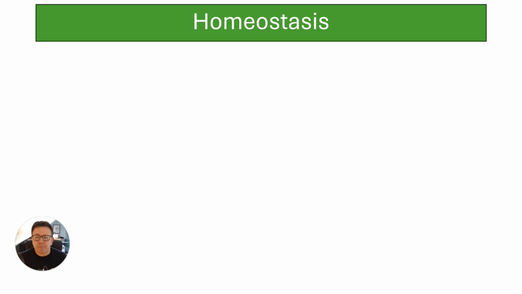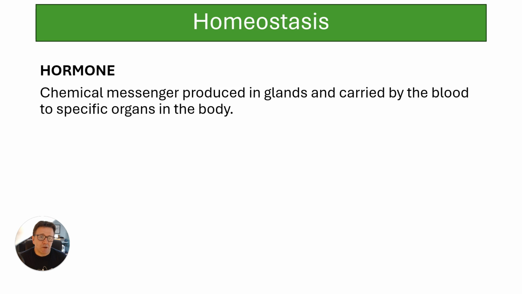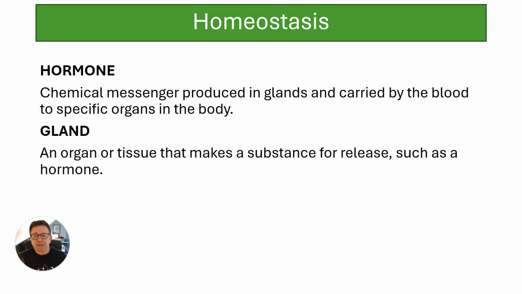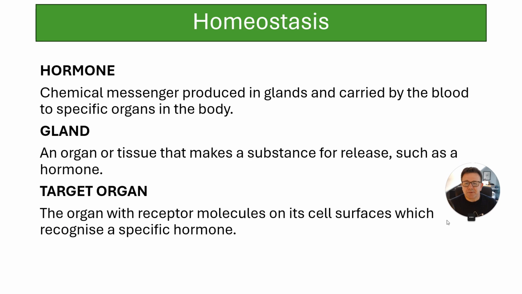The first topic is homeostasis and response, and there are some keywords here. A hormone is a chemical messenger produced in glands and carried by the blood to specific organs in the body. A gland is an organ or tissue that makes a substance for release, such as a hormone. Its target organ is the organ with a receptor molecule on its cell surface which recognizes a specific hormone, which is very important when we talk about insulin.